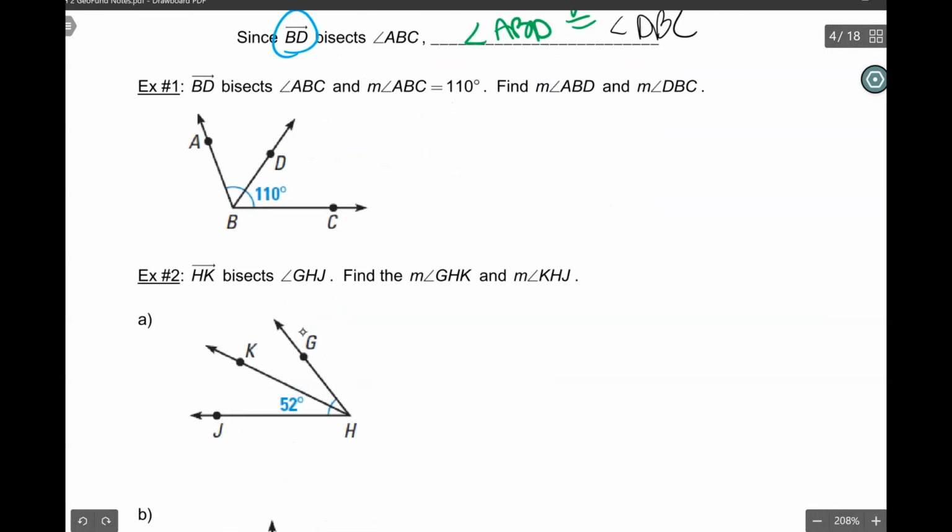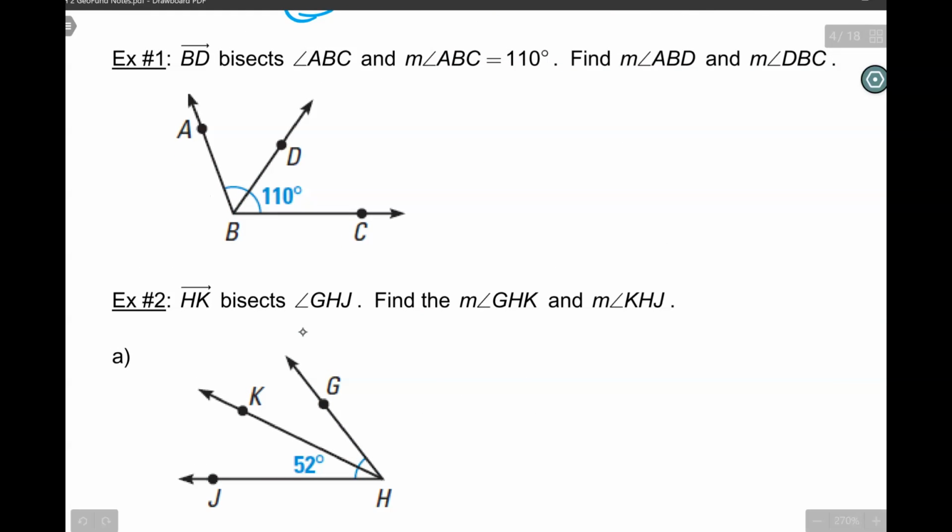So BD bisects this overall angle. All right, so BD, this guy right here, is bisecting the overall angle. And the overall angle here is 110 degrees. So if we want to find the measure of ABD, which is this angle, and DBC, so that's this angle, we know those are going to be congruent.